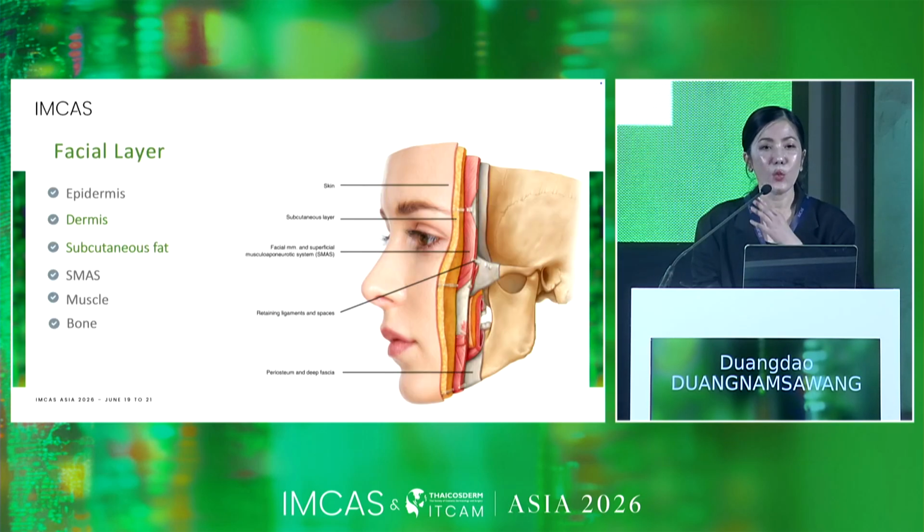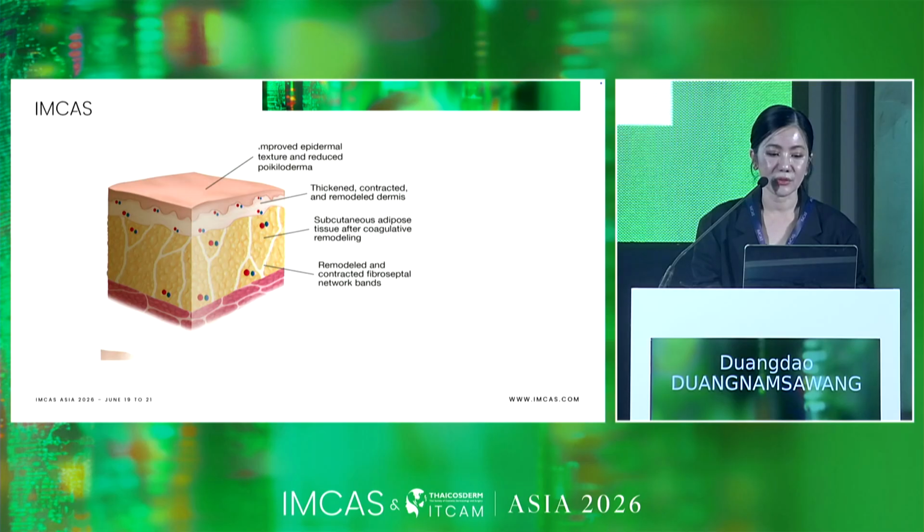That's why we can target the layer that we want to treat with monopolar RF. The second target is the dermis and subcutaneous fat in the two layers. We want to affect them with monopolar RF to improve the epidermal texture, thicken the dermis, and remodel and contract the dermis.